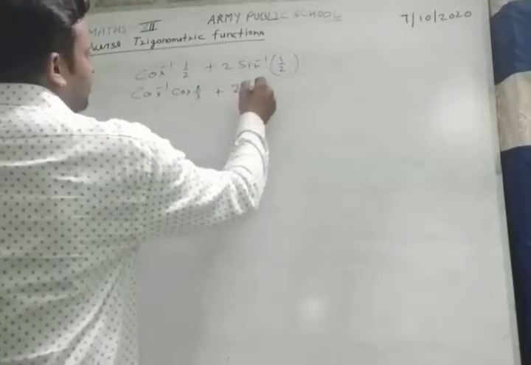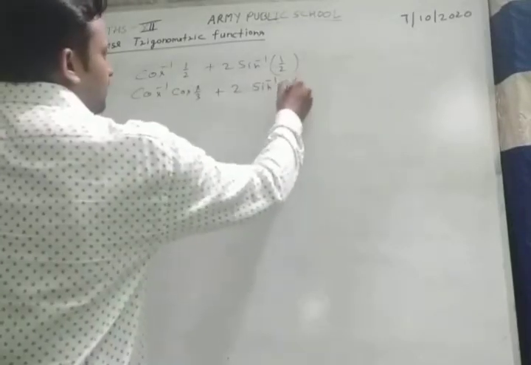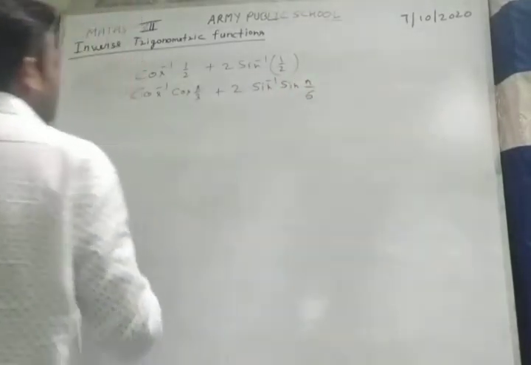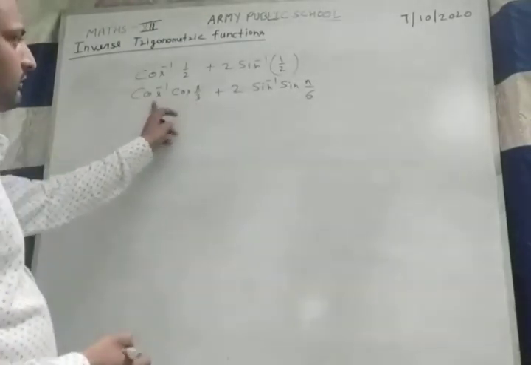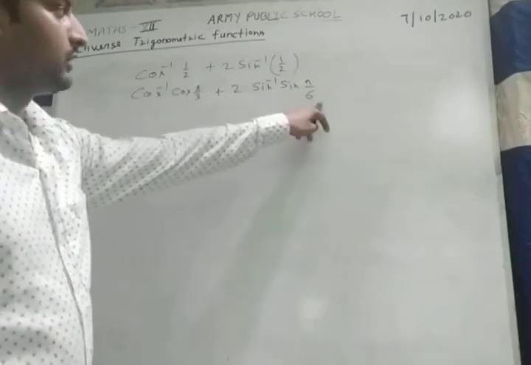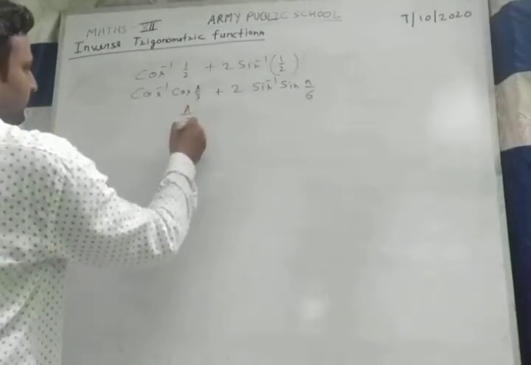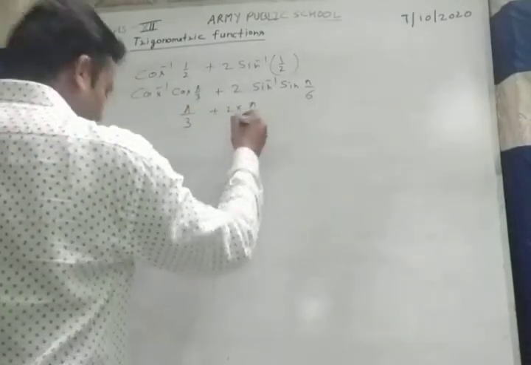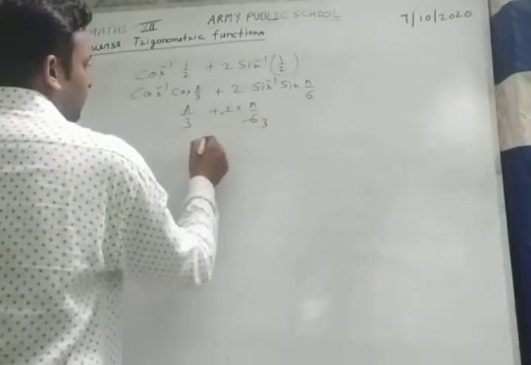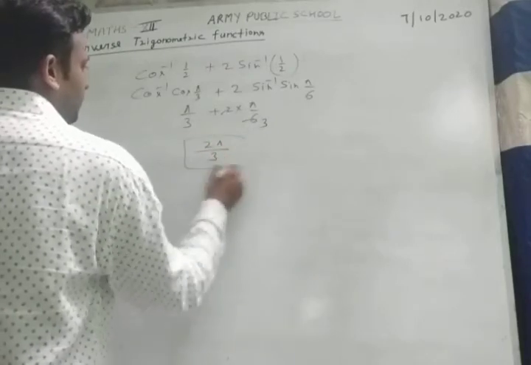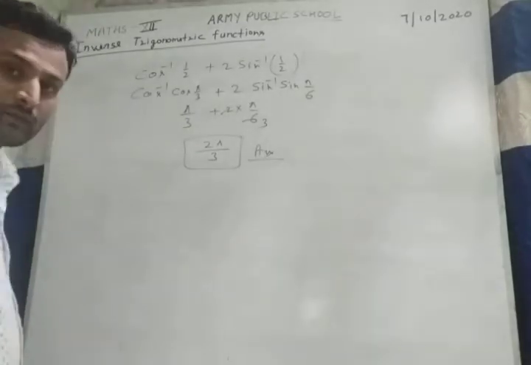Now 2 sin inverse 1 by 2: sin 30 is sin pi by 6. So it will be reduced because this lies in the principal value branch of cos inverse, and this also will be reduced because this also lies between the principal value branch of sin inverse. So we can write pi by 3 plus 2 into pi by 6. We get 2 pi by 3. This is our answer. Next question.